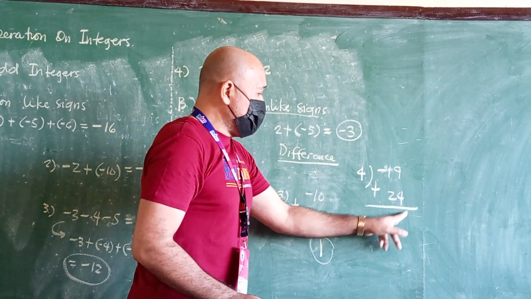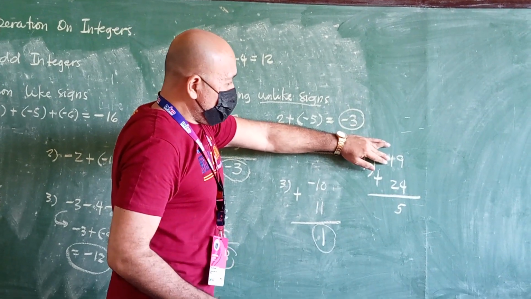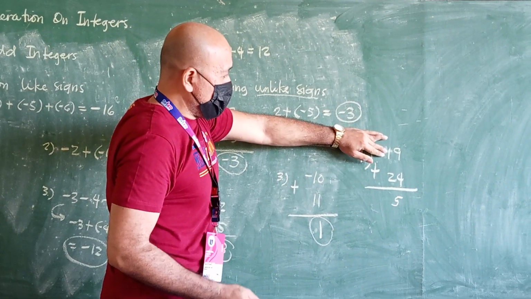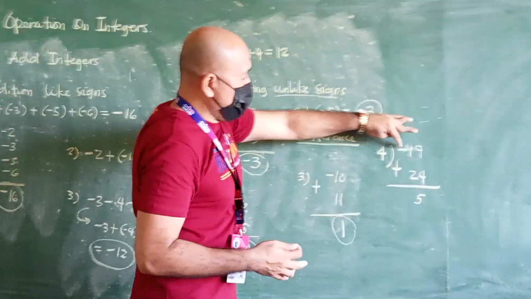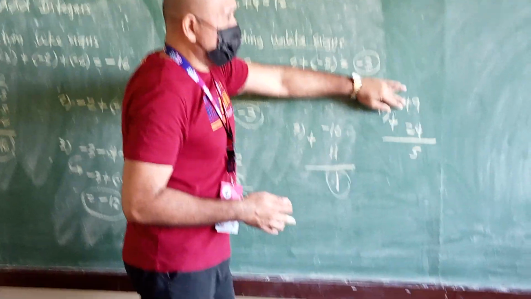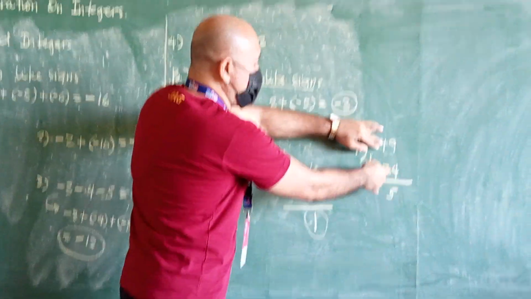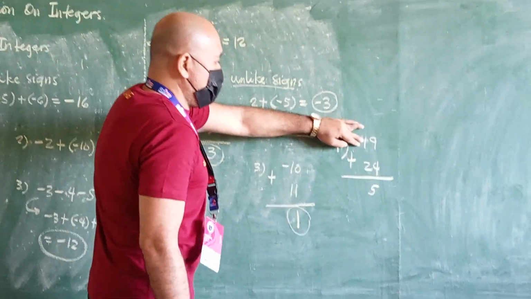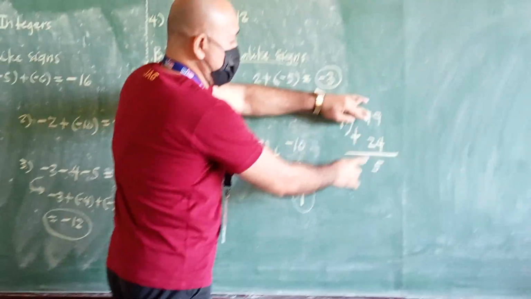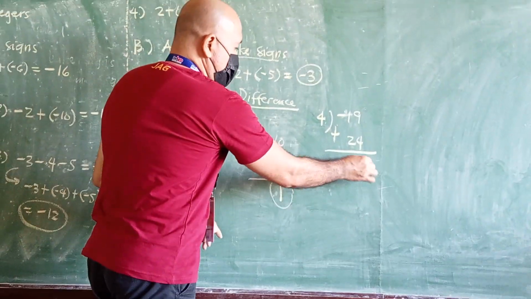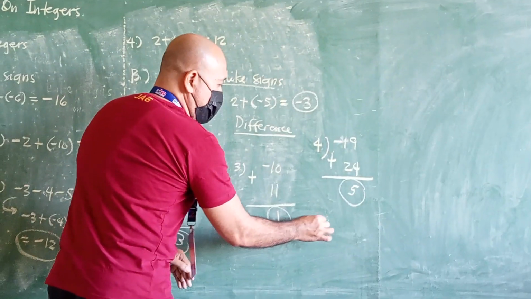Then to decide what is the sign of your difference, again, cover up the negative sign because you are using the idea of absolute value. That means negative 19 has positive 19 as its absolute value. Then compare these two integers. So which one has bigger absolute value? The answer is 24. Since the original sign is positive, your answer is positive. Supposedly, we will switch the sign.